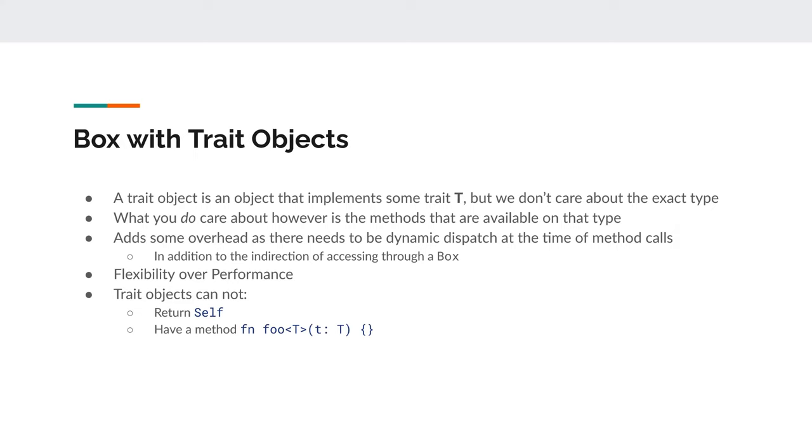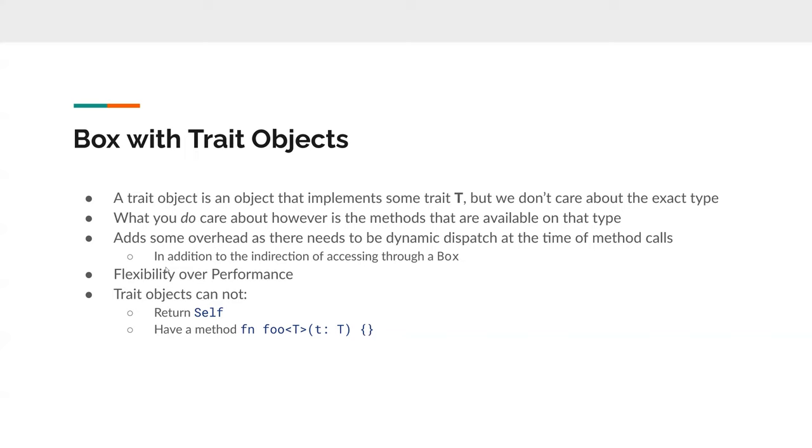And this adds some overhead, because since we don't know the type, there needs to be dynamic dispatch involved, which means the compiler has to go through a table of types and look up which type this is and then call the appropriate method. In addition to the indirection, because you have to access it through the box. The good thing about this is it's very flexible. It's like having an array or a list of interfaces in Java.